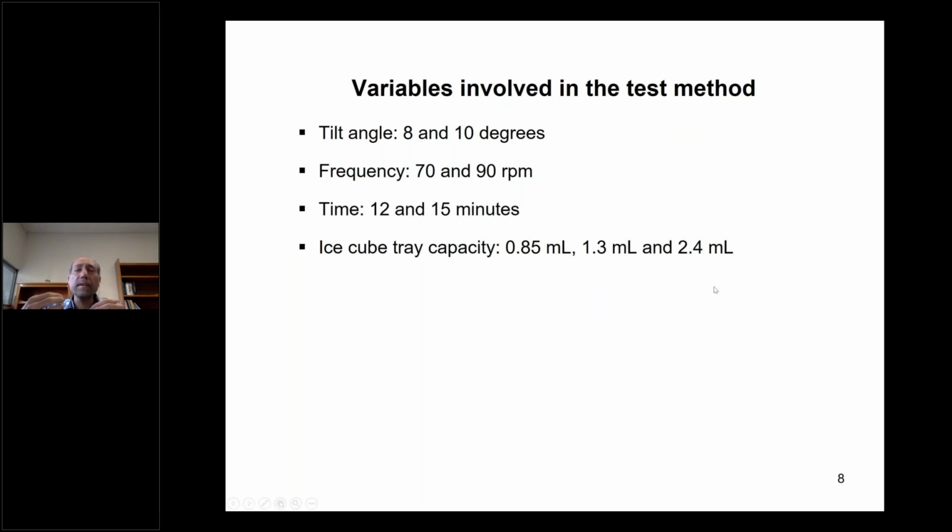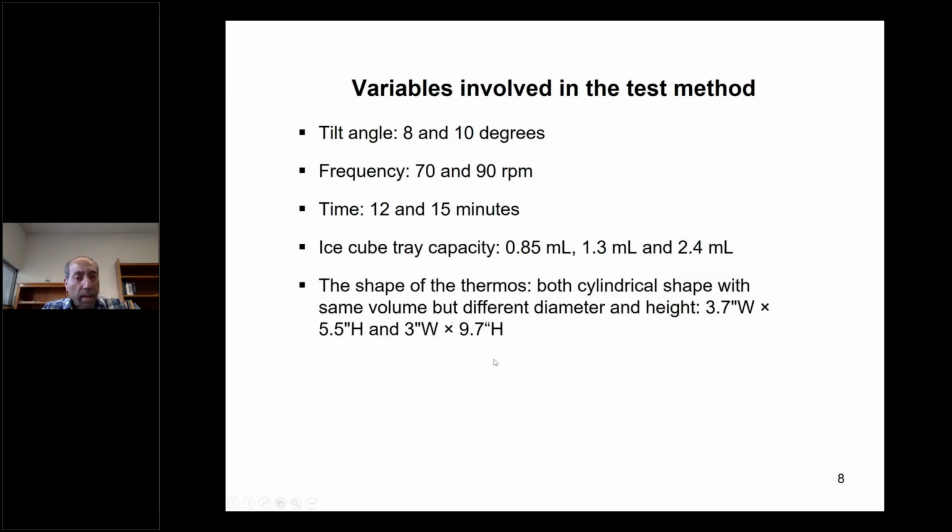We wanted to see the effect of the shape of the ice. I will talk about it later. And the shape of the thermos, we used two different shapes, but both of them were cylindrical, but with different sizes and different diameter and different height. So one of them 3.7 inches wide and 5.5 inches height, and the other one 3 inches wide and 9.7 inches high. So we wanted to see if the change in the size of the thermos can significantly affect the results or not.